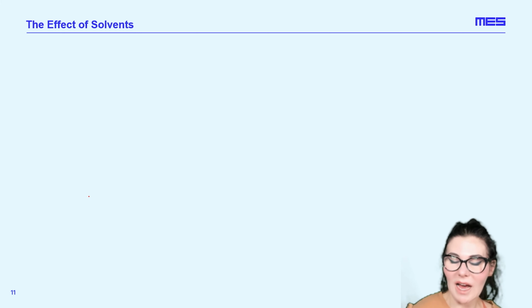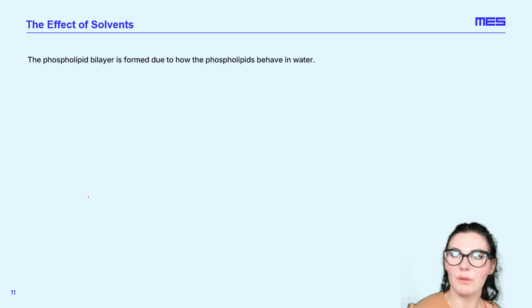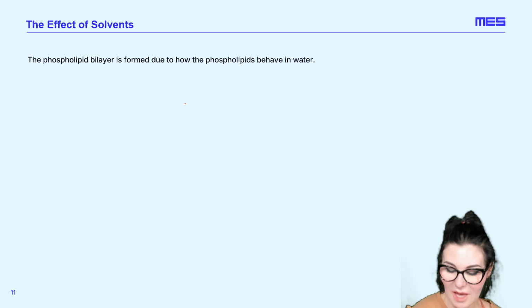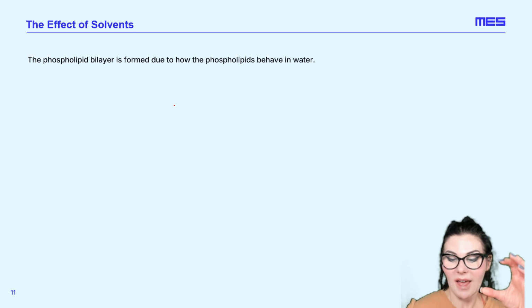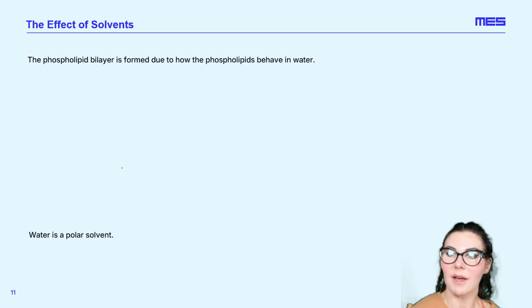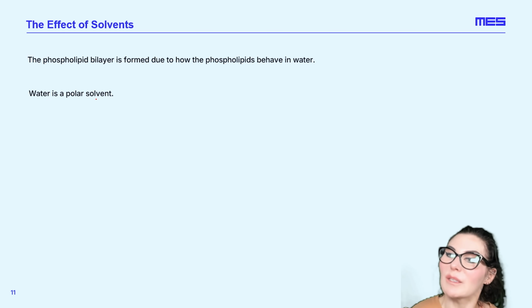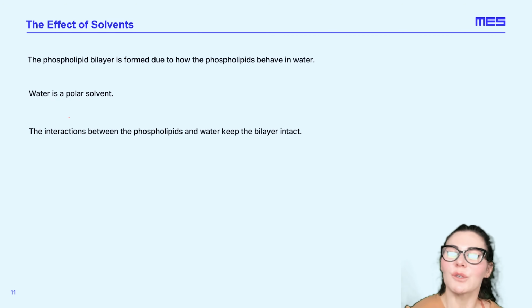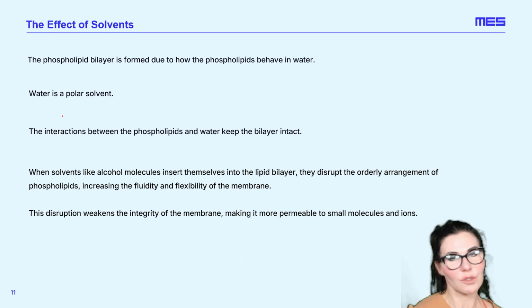Now, solvents can have a huge impact on membrane permeability, which we don't want. This is a bad thing. We know that phospholipid bilayers form because of the way phospholipids behave in water. They form the bilayer, the heads are on the outside of the bilayer and the tails are on the inside of the bilayer. Remember, that's because water is polar and it's a solvent. So there's this beautiful relationship that water and phospholipids have with each other, and this ensures that the phospholipid bilayer is maintained, it's intact all the time, unless a solvent comes along.